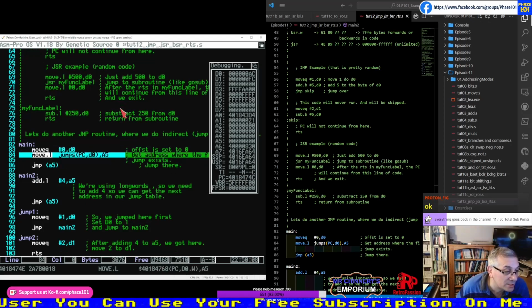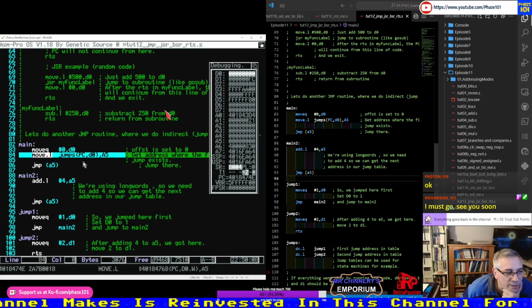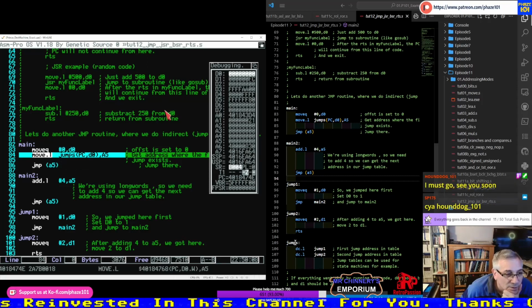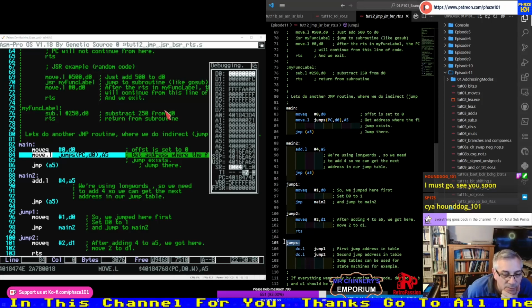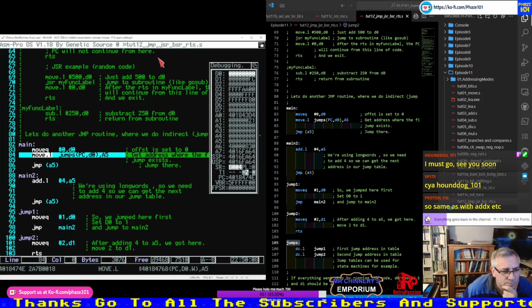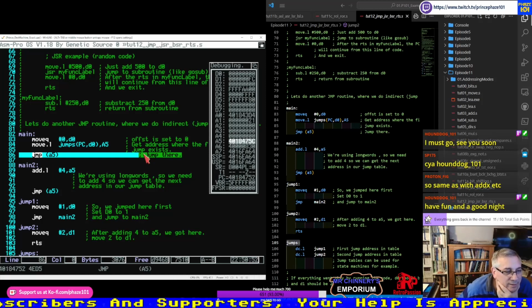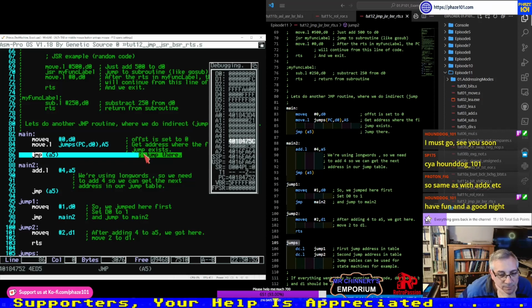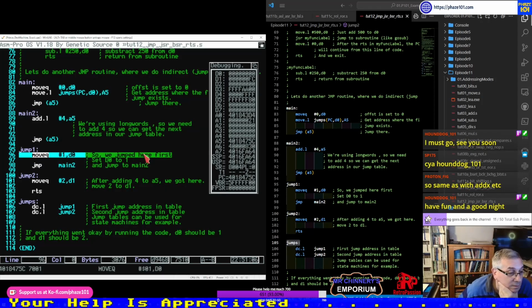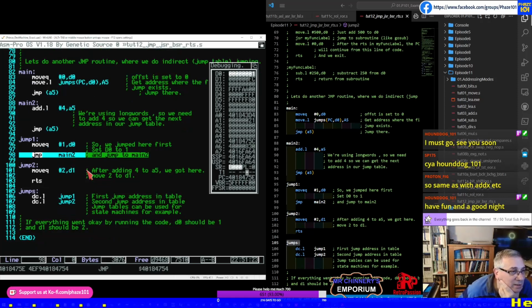We are moving 0 into D0, and we are moving where the jumps are. Okay, and this is relative. The jumps, so we are pointing to the address here at the beginning into A5. Now, we're jumping to what A5 points to. And it is jump 1. As you can see, we have a table here and we jump to jump 1, basically to the label where we have jump 1. We move 1 into D0, we jump back to main, okay.